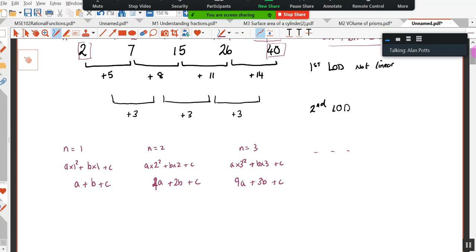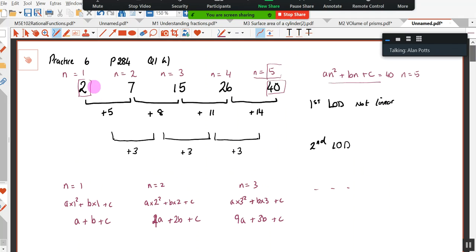So what I can actually do is say up here that I already know that 2 is found by doing a plus b plus c. 7 is 4a plus 2b plus c. 15 is 9a plus 3b plus c. And 26 would be 16a plus 4b plus c, and so on. The next line of difference: if I worked out the difference between those, I'm getting the 5, I'm getting the 8. And what do I end up with?